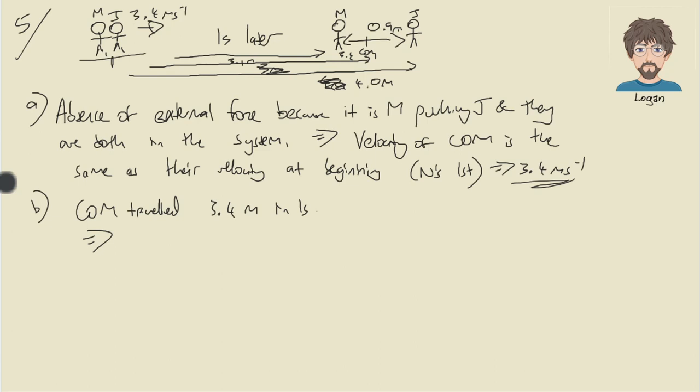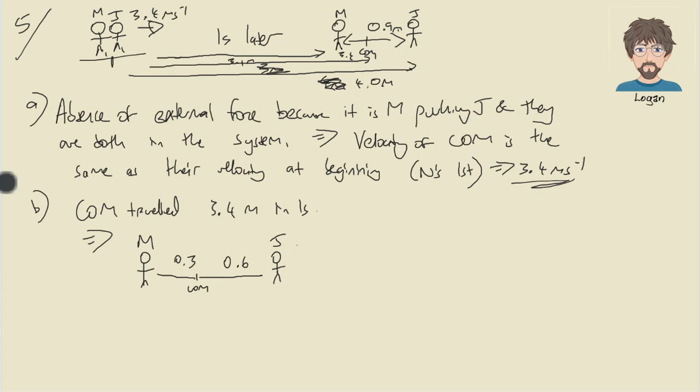So we've got those three distances, 3.1 meters for Moana, 3.4 meters for the centre of mass, and 4 meters for Joe. Put them together and we get that the centre of mass is 0.3 meters from Moana, and it is 0.6 meters from Joe. Okay, calculate how much heavier is Moana than Joe.